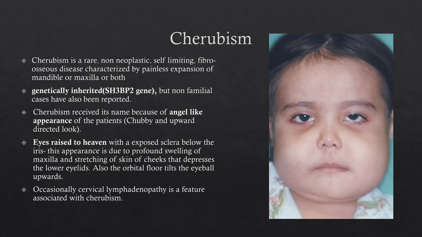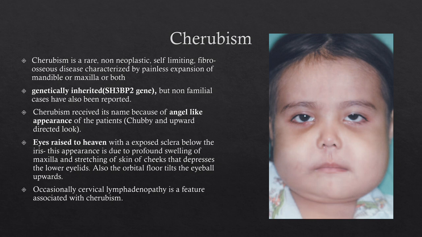So the next one is cherubism. It's a rare, non-neoplastic, self-limiting fibroosseous disease characterized by painless expansion of the maxilla or the mandible or both. It's a genetically inherited disorder where SH3BP2 is the gene. Familial cases and non-familial cases have also been reported. It received its name from the angel-like appearance of the patient.